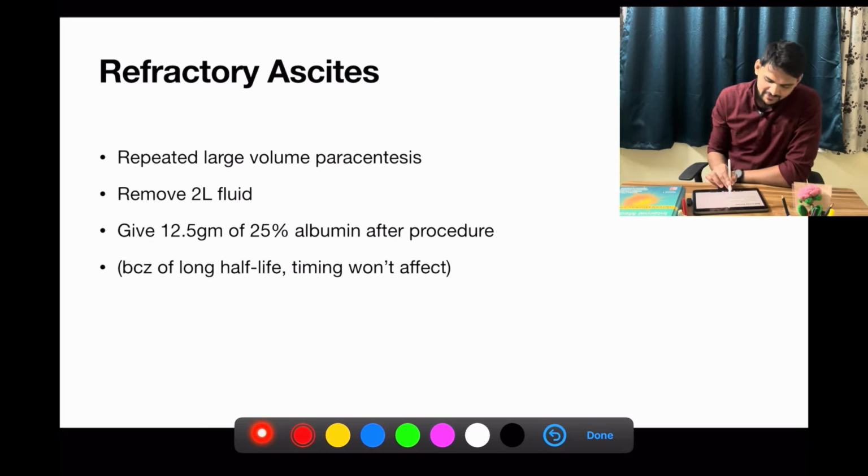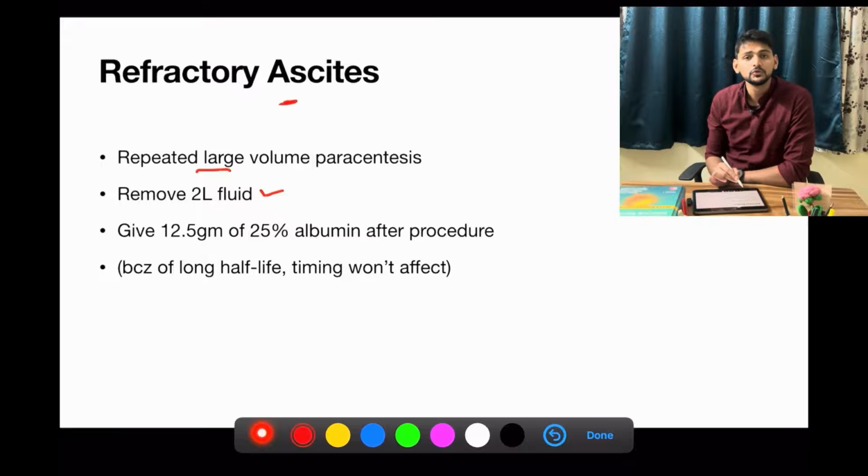Then coming to refractory ascites, as mentioned just now, if the individual is not responding to the oral diuretics, we can consider repeated large volume paracentesis. In the sense, what we can do is remove out up to 2 liters of ascitic fluid and we can give about 12.5 gram of albumin. We can give it after procedure also.